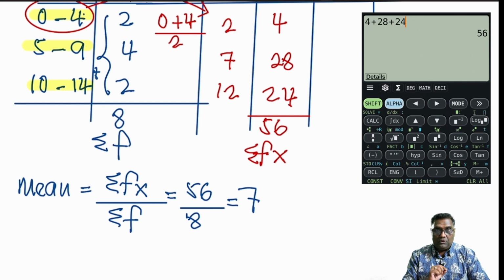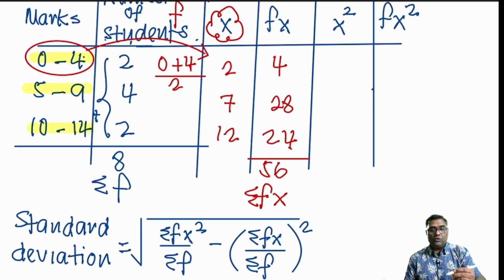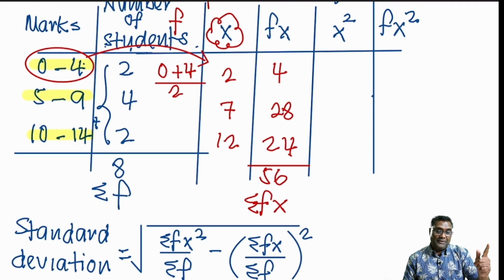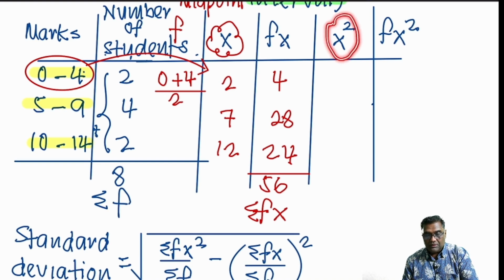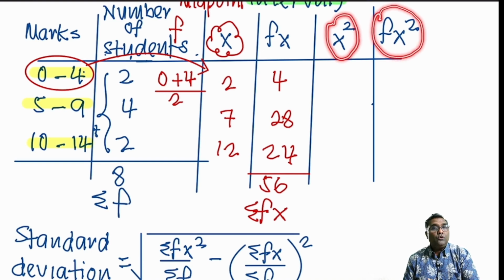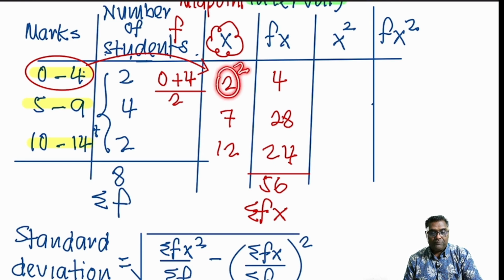So the next we are going to go standard deviation. Okay, let's go for the last part, standard deviation. So we calculated mean just now. We are going to go for standard deviation. So you saw this and this, no change, same as just now. X squared: 2 squared, 7 squared, 12 squared.